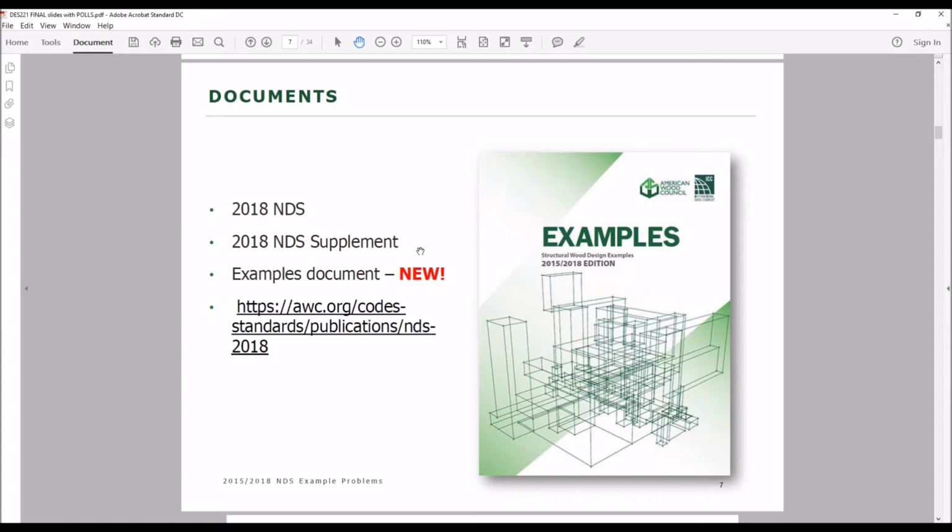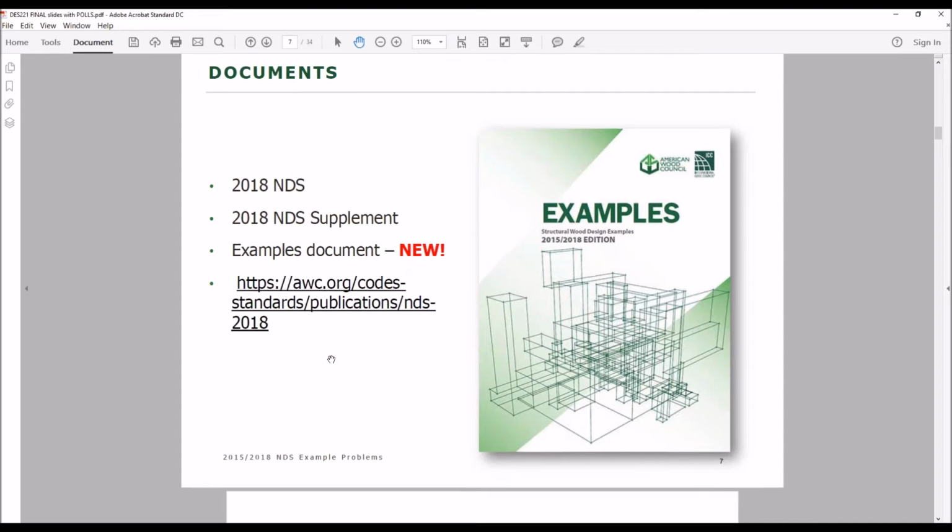This example problem document is relatively new. It came out in the latter half of 2019, so it's one of our newer documents. It's available for download on our website, and we'll take a look at where you can get that later. And you can also purchase a hard copy of it if you're interested.